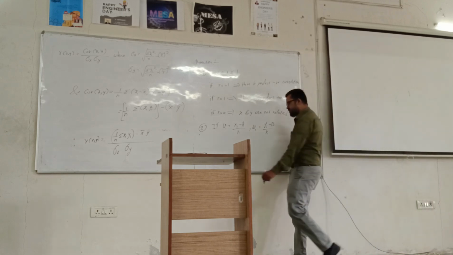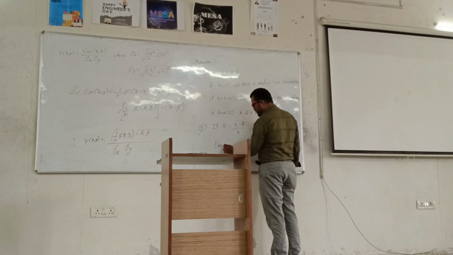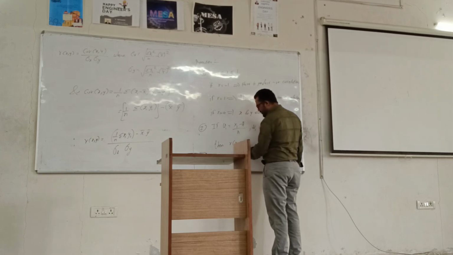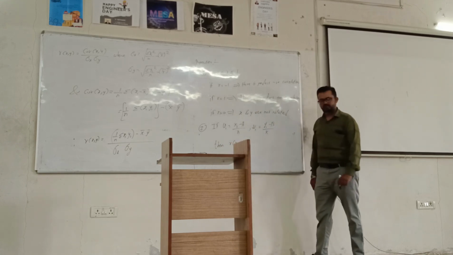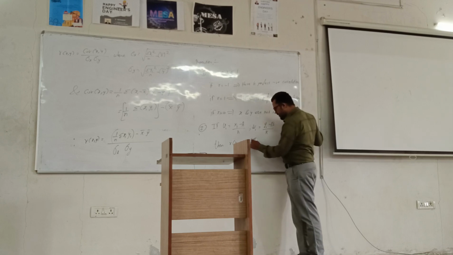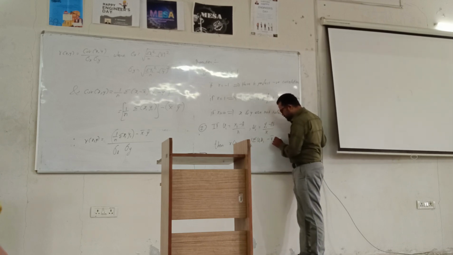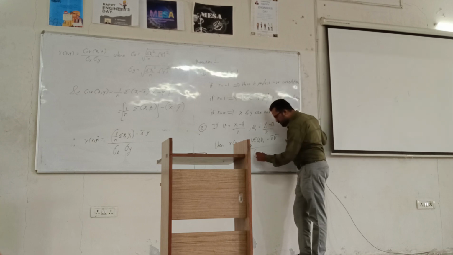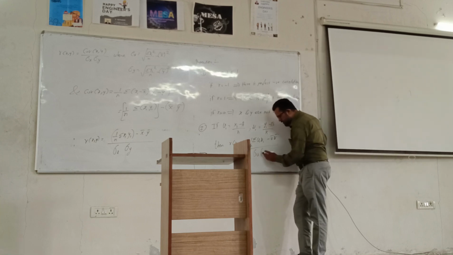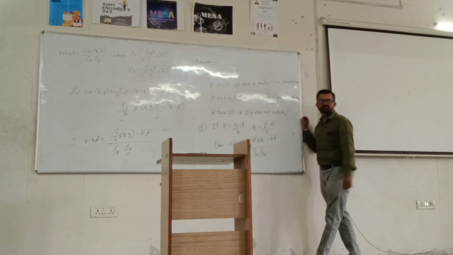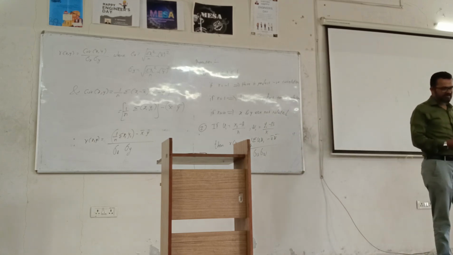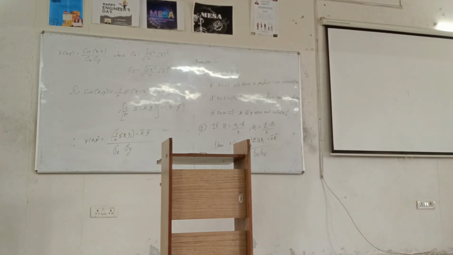Then R of u comma v will be what? Summation 1 by n summation ui vi minus u bar v bar upon sigma u sigma v. Is it right? I am comparing this, and the correlation between the two will be denoted by R of u comma v.